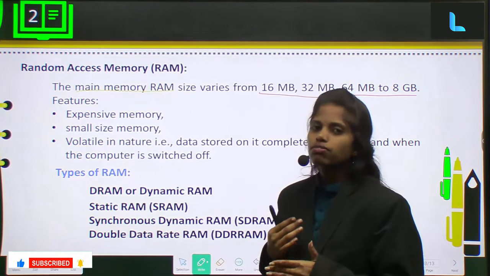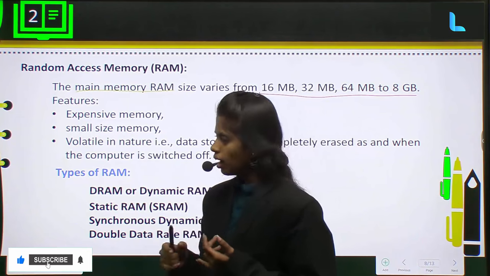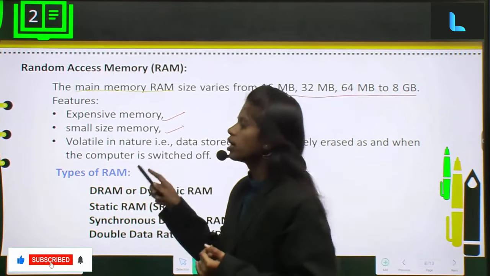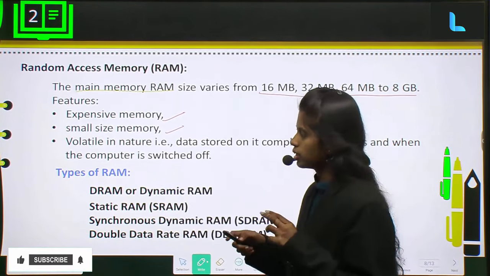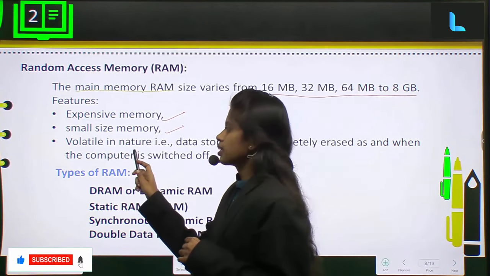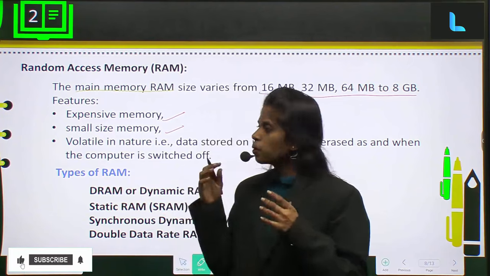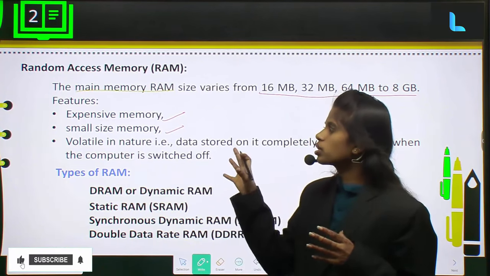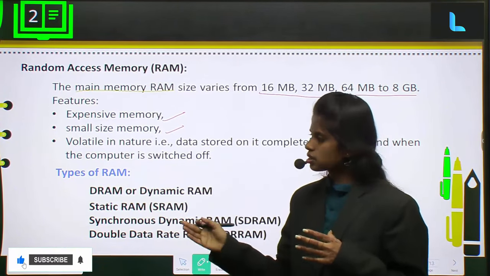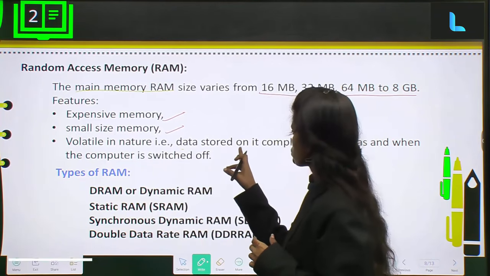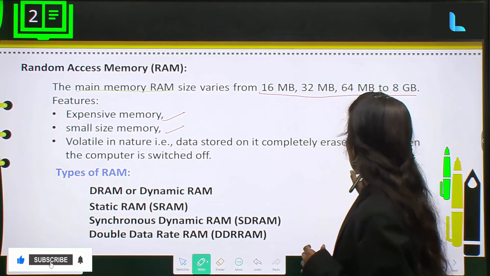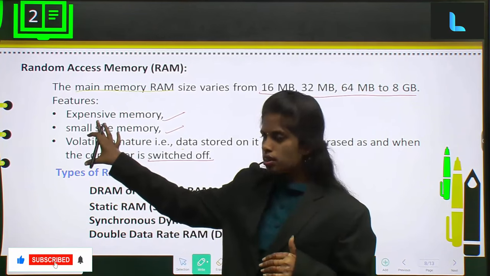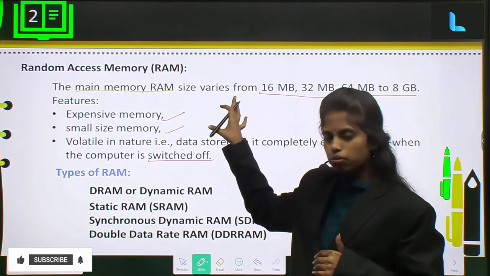And what are the features of the RAM? You just write there. The features are: expensive, meaning it is highly costly; small in size; volatile in nature. What is meant by volatile in nature? Whenever you turn off the computer, the instructions stored in the RAM will be erased. The data stored on it is completely erased as and when the computer is switched off. So these are the features, and this is the size variation of the RAM.